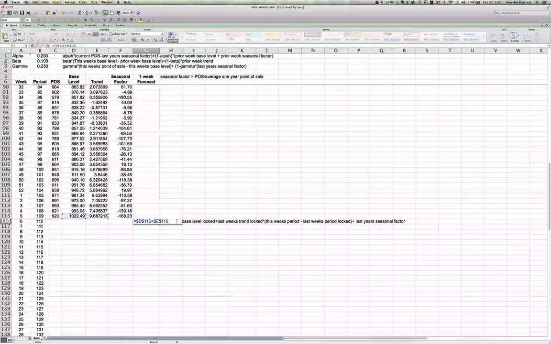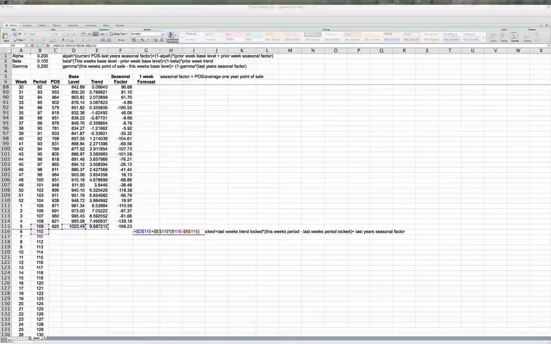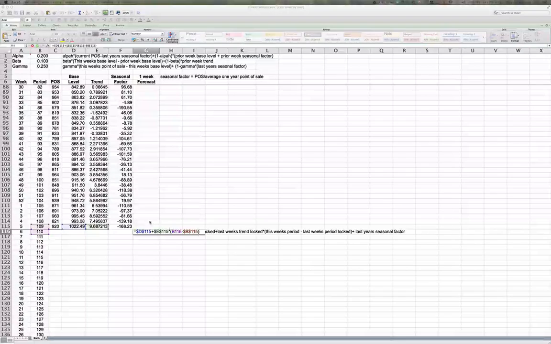To that, I'm going to multiply this week's period minus last week's period, and I'm going to lock that. Since I'm in week 6 of year 3, the most recent relevant seasonal factor estimate will be that of week 6 of year 2. So I'll have to go back to the year ago period.